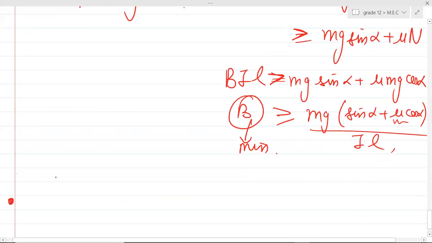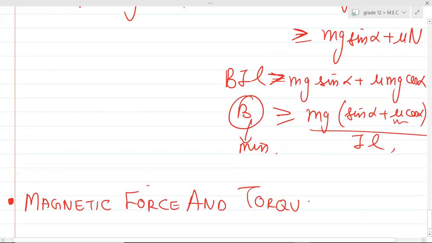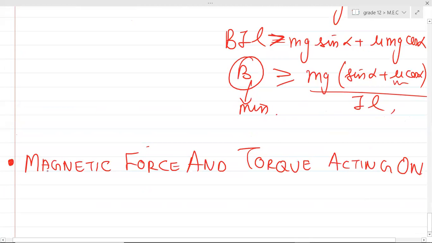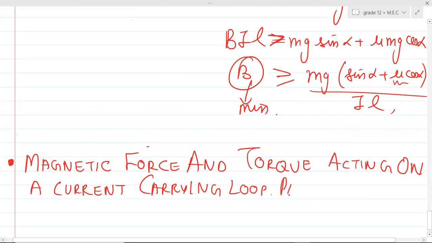Now, heading light, write down heading: magnetic force and torque acting on a current carrying loop placed in a uniform magnetic field.